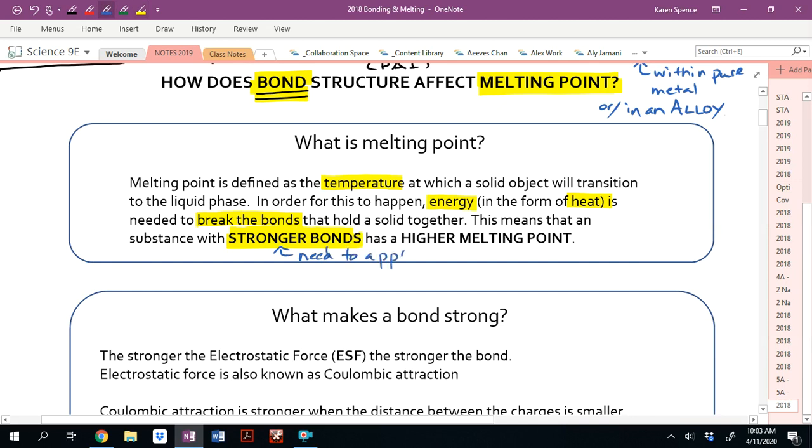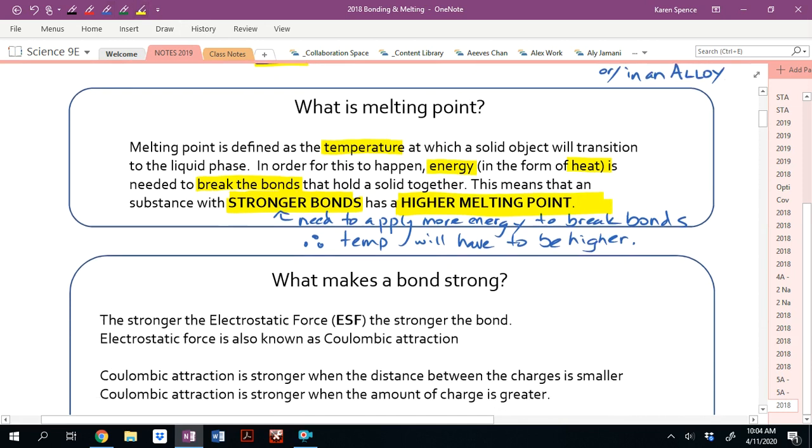We need to apply more energy to break the bonds. And if we need to apply more energy, that means the temperature will have to be higher, because we're going to have to apply more heat. That means that the stronger the bonds are, the higher the melting point. What makes a bond strong?